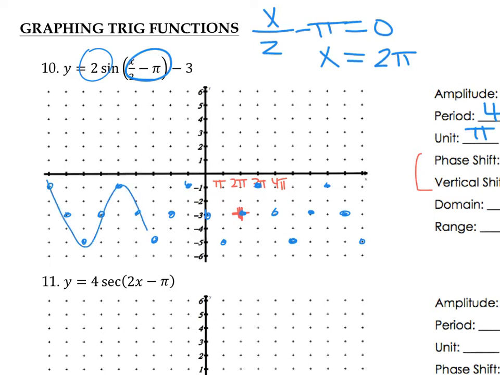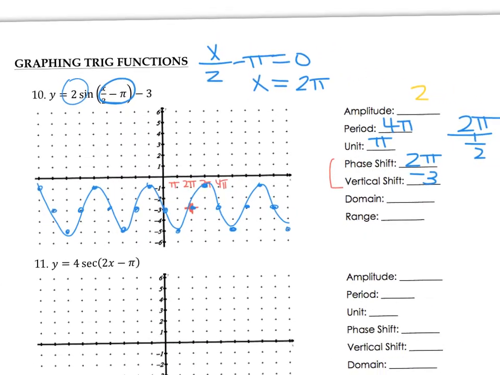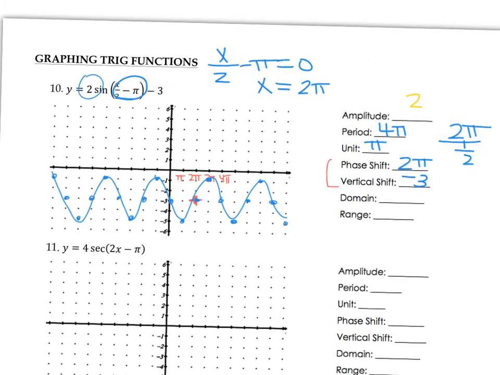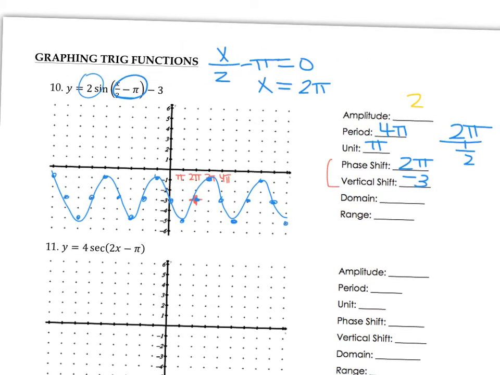And then connect your graph. So now if I zoom out to do domain and range, domain is negative infinity to infinity, and your range is from -5 to -1.